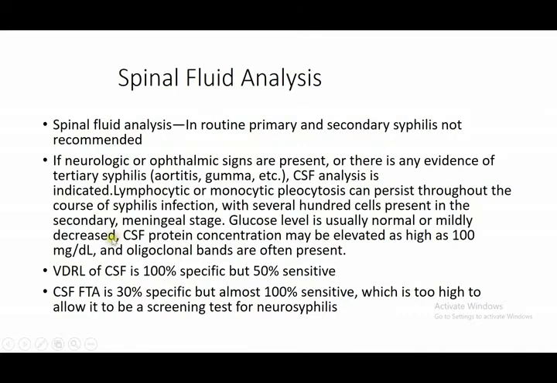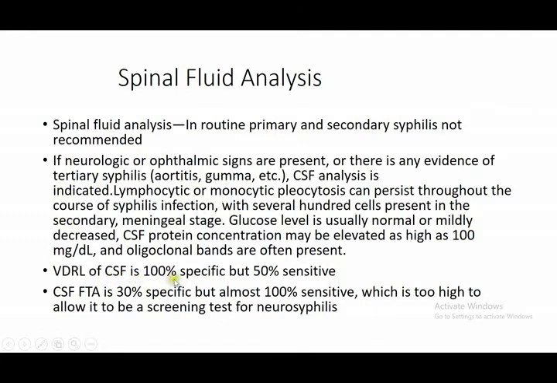In CSF, there is somewhat of a reverse order. CSF is not routinely done, but if there are neurological or ophthalmological signs, or any evidence of tertiary syphilis, CSF analysis is indicated. You may find lymphocytic or monocytic pleocytosis, which can persist throughout the course of syphilis, with several hundred cells. Sometimes glucose may be normal or mildly decreased. CSF protein concentration may be elevated, and oligoclonal bands are often present in spinal fluid analysis.